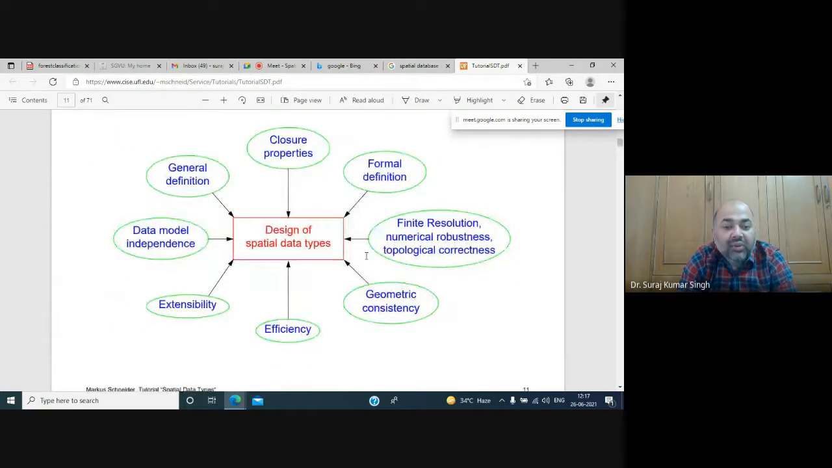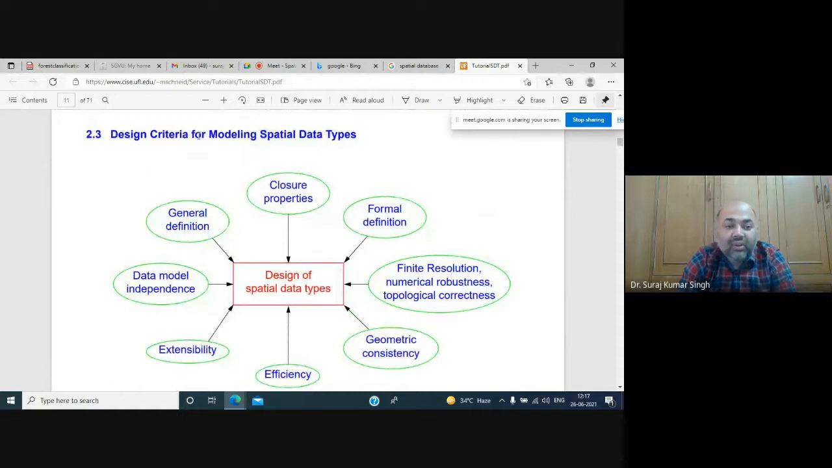So whenever you are going for designing criteria for modeling spatial data types, the important parameters for designing spatial data modeling are: first you have to define what your objective is, then you have to define the data model independence, that is, how independent the model is, then extendability, what are the different kinds of data format that you are going to expect, then efficiency, how efficient your model is, what kind of operations you'll be performing, whether you'll be performing vector based analysis or raster based analysis.